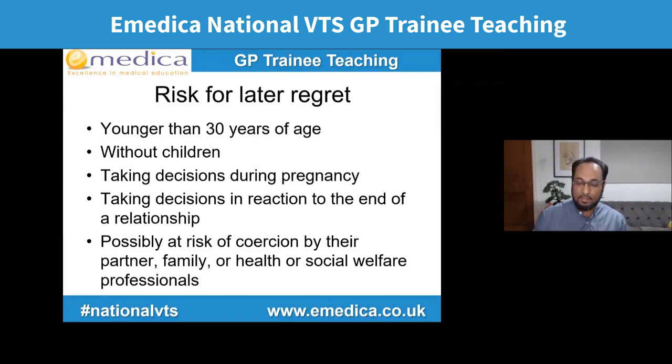If they're younger than 30 years, there's research that they're much more likely to later regret that they now can't have children. If they've not had any children, if they take the decisions during the pregnancy or very soon after the birth. If they take decisions in reaction to the end of a relationship, because at that point people might be very down, very upset, very angry, but in a new relationship they might completely change their mindset and want to start a family. If there's any possibility of coercion, by the partner, being pressured by family members or health or social welfare professionals, then they need really good counseling before you consider that they might actually have this procedure.